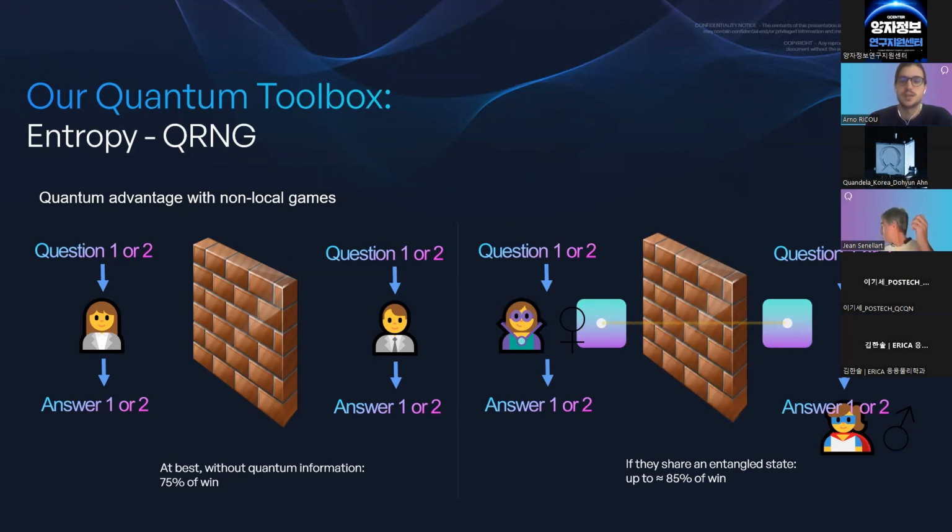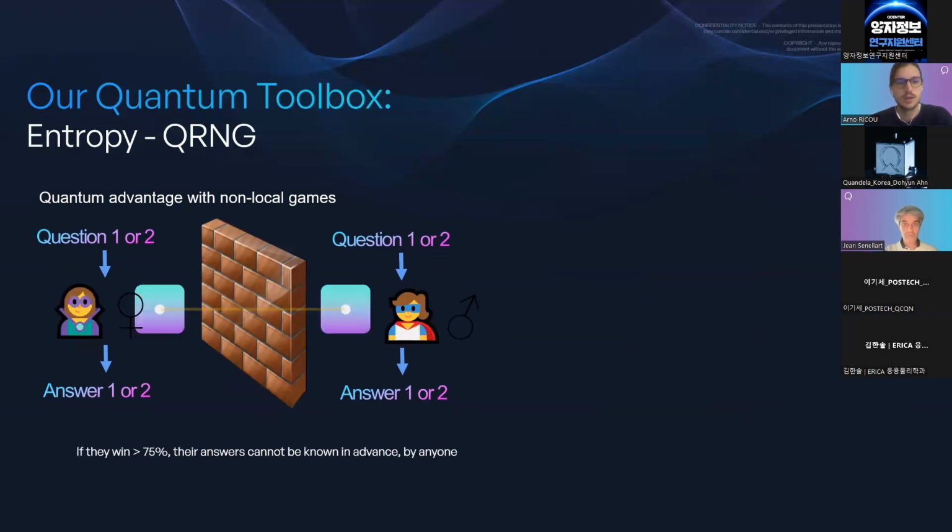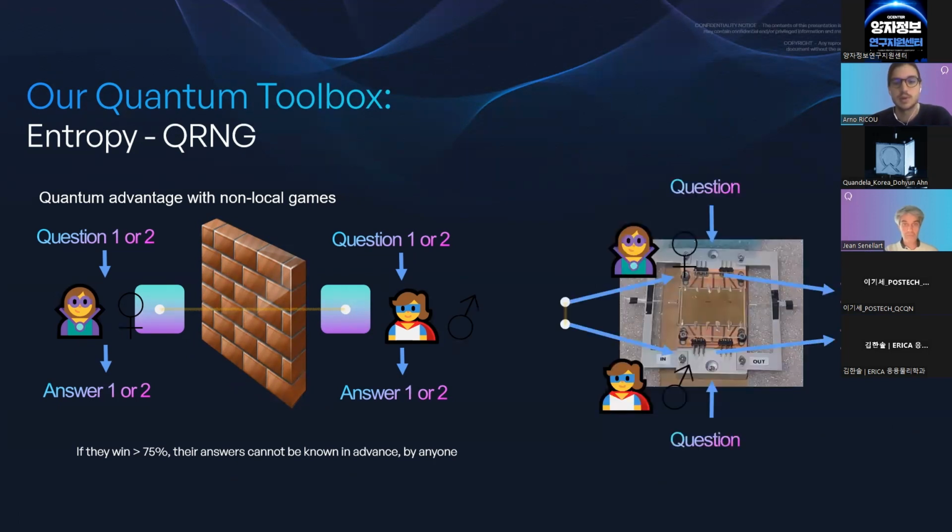But if they share some quantum resources, so Alice and Bob are some superheroes having some quantum power, well, if they share an entangled strategy, meaning an entangled state, they can go up to 85%. So we see that we can go beyond classical strategy. And if we know that we are beyond that, and we have this advantage, well, it is known that the answers Alice and Bob give cannot be known in advance. It's a mathematical theorem that tells us that. And this is why we use that.